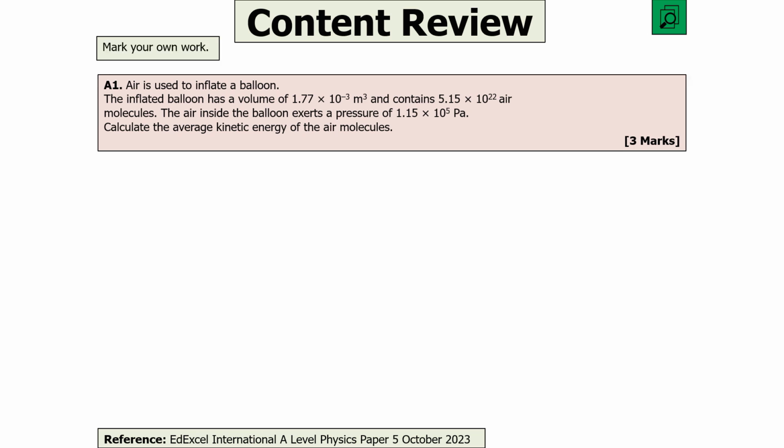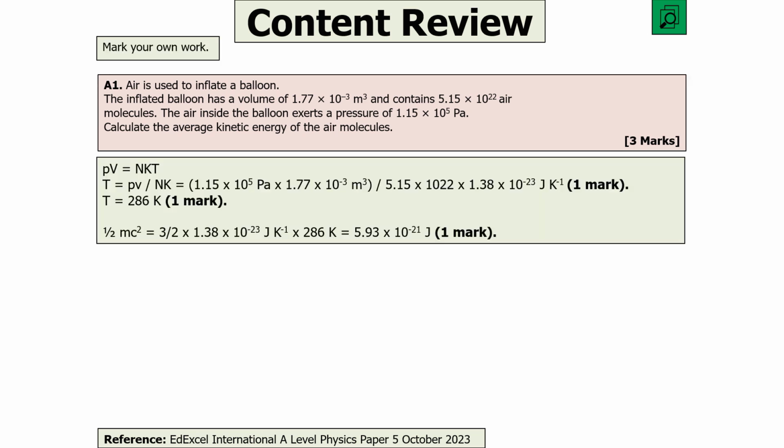Right, in this one we know PV equals NkT, where N is the number of air molecules. So we can work out T from this particular equation. Again, we can work it through to be 286 Kelvin by popping in all the values that we know from the question. We then know a half mc squared equals 3 over 2 kT. We've got T, we've got k because it's a constant, we know it's 3 over 2, so we can work out what a half mc squared is, which is going to be the kinetic energy. So you pop in all the values, and it's 5.93 times 10 to the minus 21 joules.